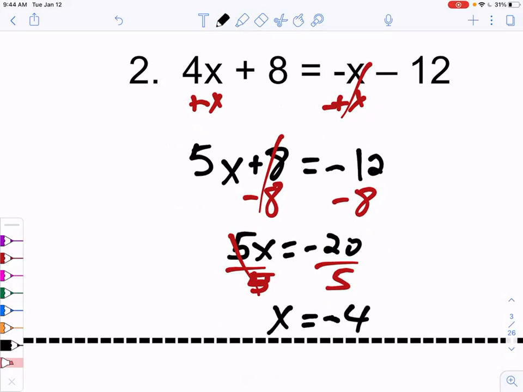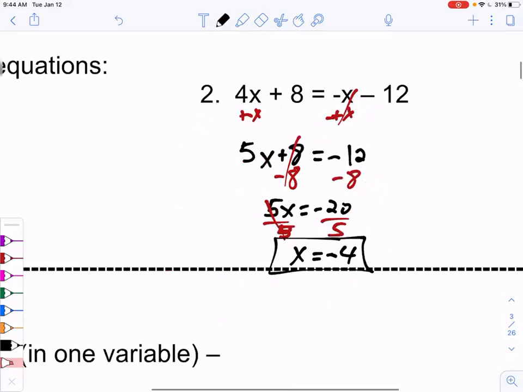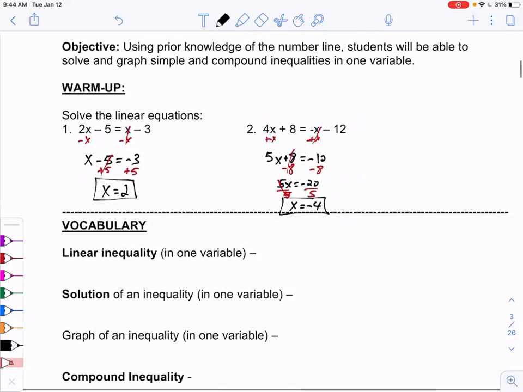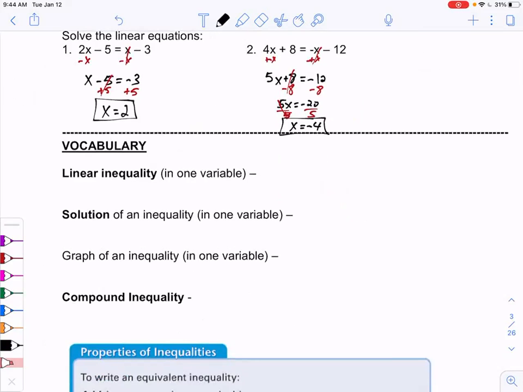Okay, so next we're going to start looking at some definitions. So we have different vocabulary. We have a linear inequality in one variable, solution of an inequality in one variable, and then the graph of an inequality in one variable.